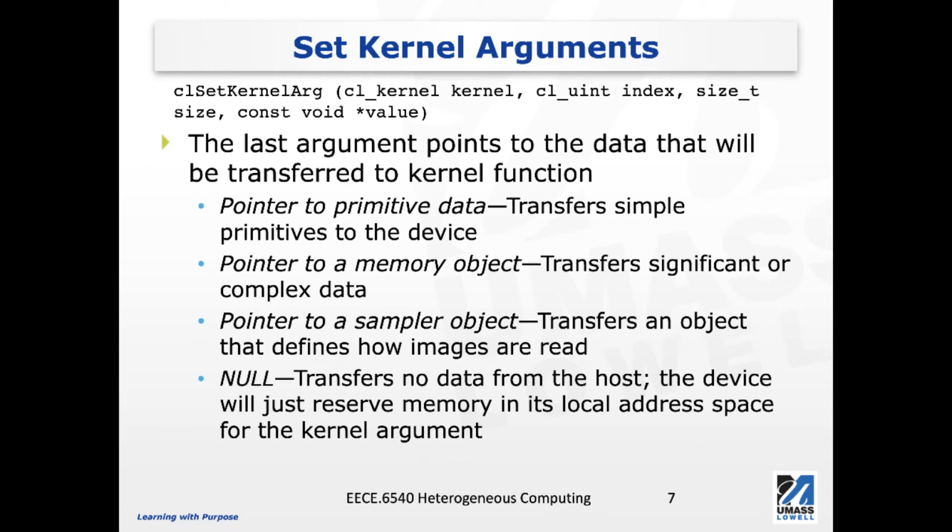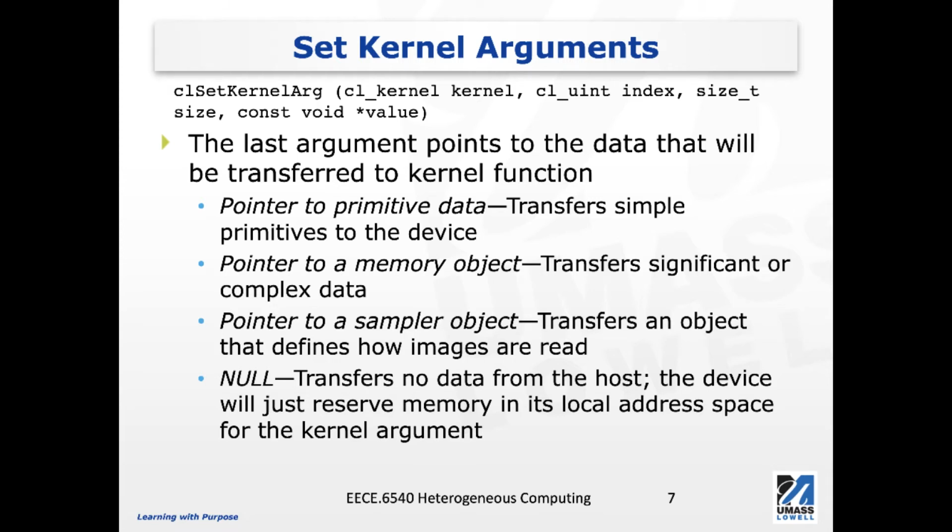We have used CL set kernel argument. This is a very important API that is used to instantiate the kernel arguments. This particular API takes a few arguments. First is the kernel object, then the index of this kernel argument, and then the size of this kernel argument, and then finally the value of this argument. Now, in terms of the value, this last argument points to the data that will be transferred to the kernel function. We can give this API several different ways to pass the argument values to the kernel functions.